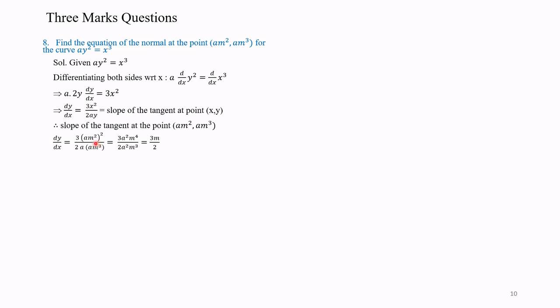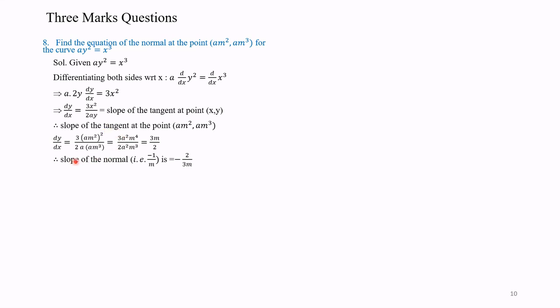That is equal to, simplifying, we get 3m by 2. Please simplify by expanding this square and multiplying here. These are given here. While I write it down, please calculate it yourself. Therefore, the slope of the normal; previously we found the slope of the tangent.